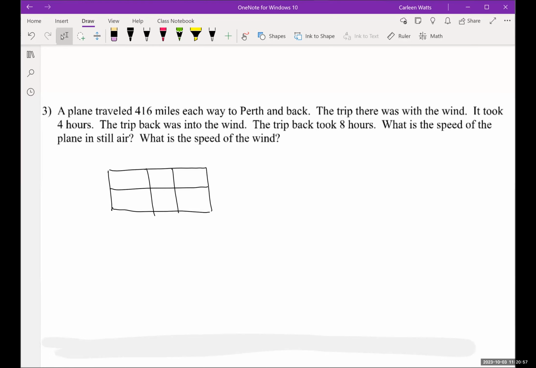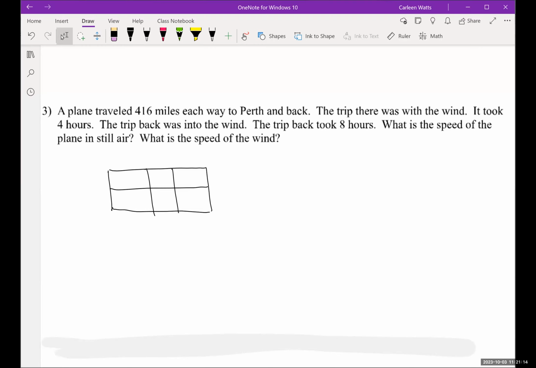It's not going to do twice as it gets worse. Like there are some that are worse. There's one that's like it took 2 hours with the wind and 12 against. Like that doesn't happen. But anyway, 8 hours against the wind.